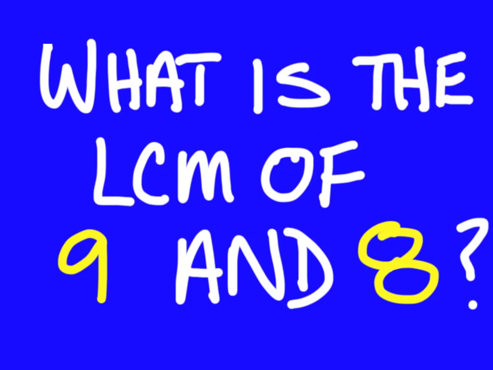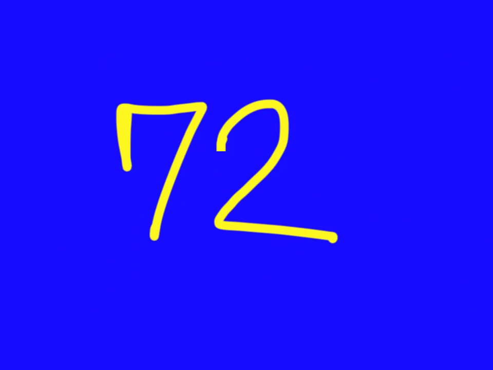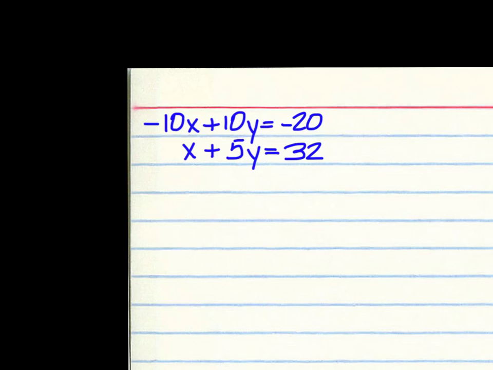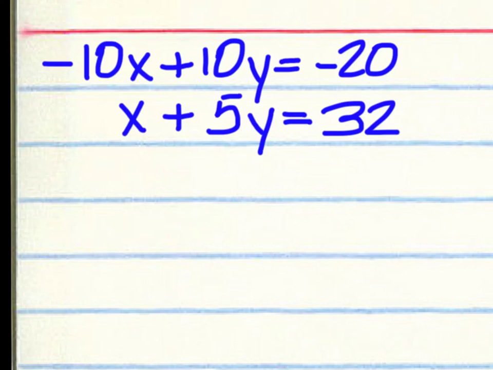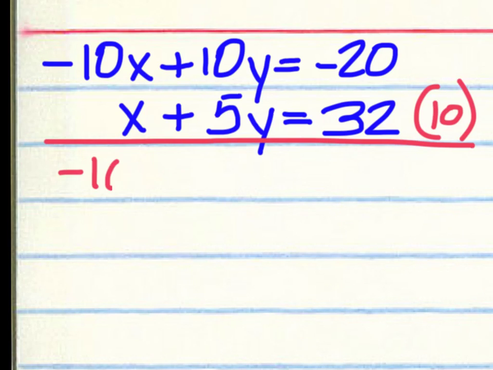We'll go through one together, then I'll give you some to do. What's the number I'm going to have to get here? I have a negative 10 and a 1. What should I do? Multiply the bottom one by 10. That's right. So if we multiply this one by 10, the top one stays the same. We're not multiplying it by anything. So on the bottom, by 10, you get 10x plus 50y equals 320.